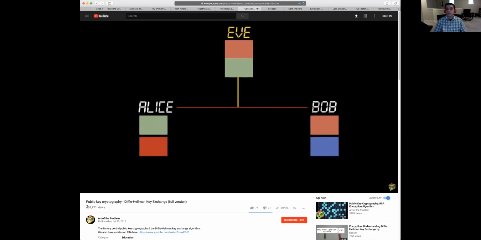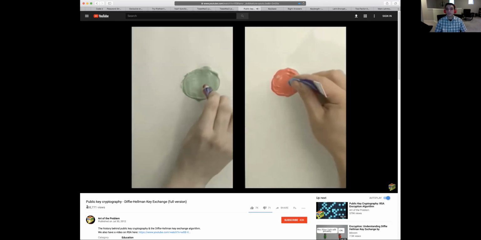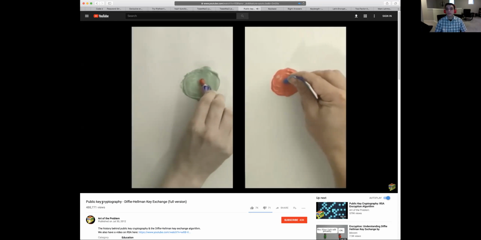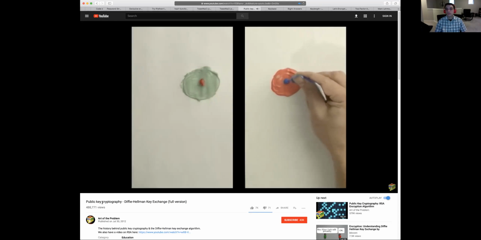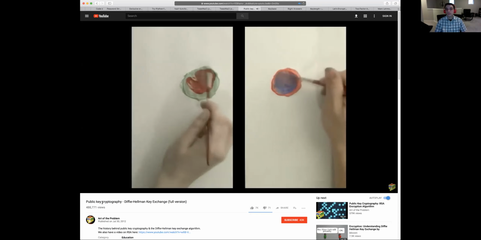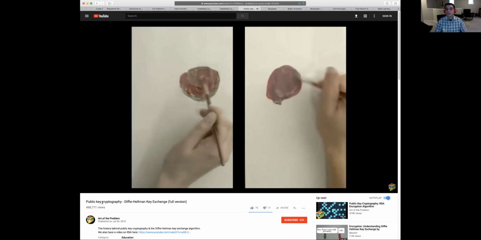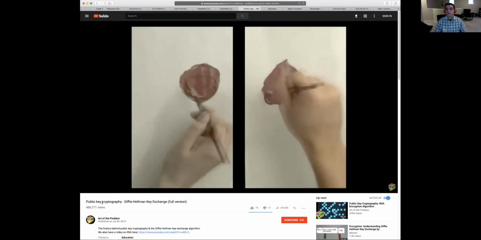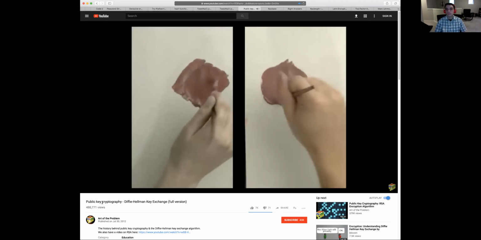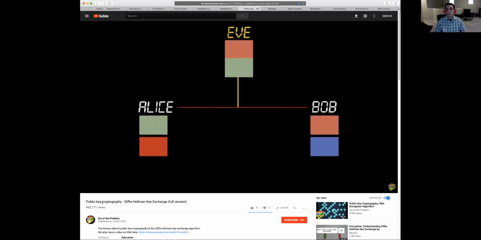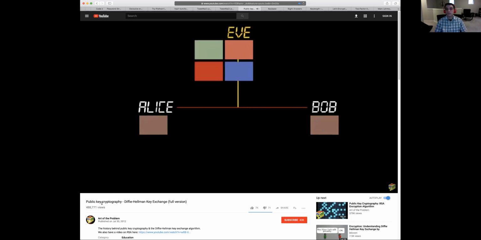Now the heart of the trick. Alice and Bob add their private colors to the other person's mixture and arrived at a shared secret color. Notice how Eve is unable to determine this exact color since she needs one of their private colors to do so. And that is the trick.